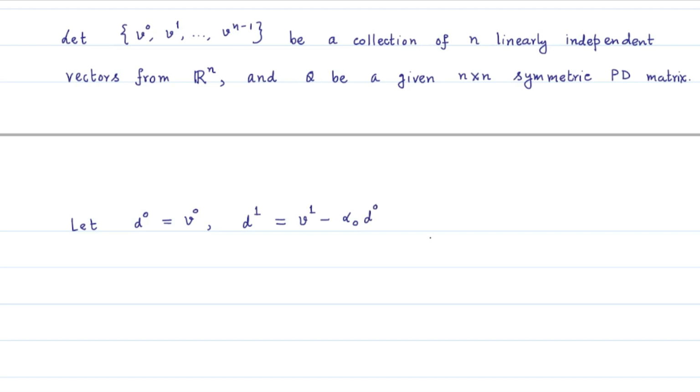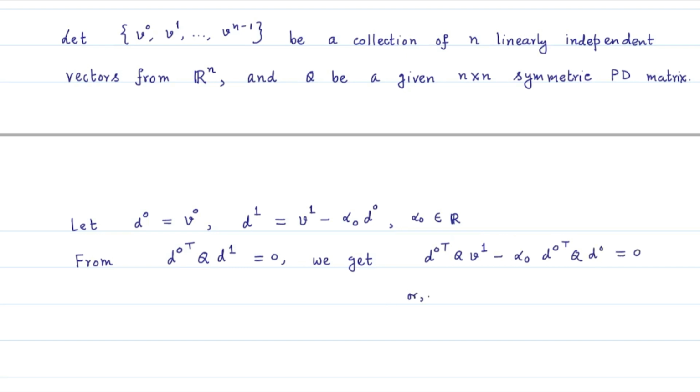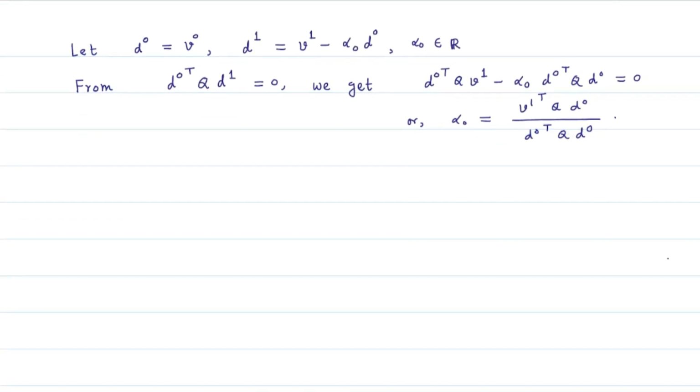the vector d0. Here, as we are going to identify Q-conjugate directions, these two directions, once we have defined d0 and d1, must be Q-conjugate, and hence from the equation of Q-conjugacy of the vectors d0 and d1, we get that d0 transpose Q d1 is equal to 0, which yields d0 transpose Q v1 minus alpha0 times d0 transpose Q d0 is equal to 0, and hence we get the scalar alpha0 is equal to v1 transpose Q d0 divided by d0 transpose Q d0.